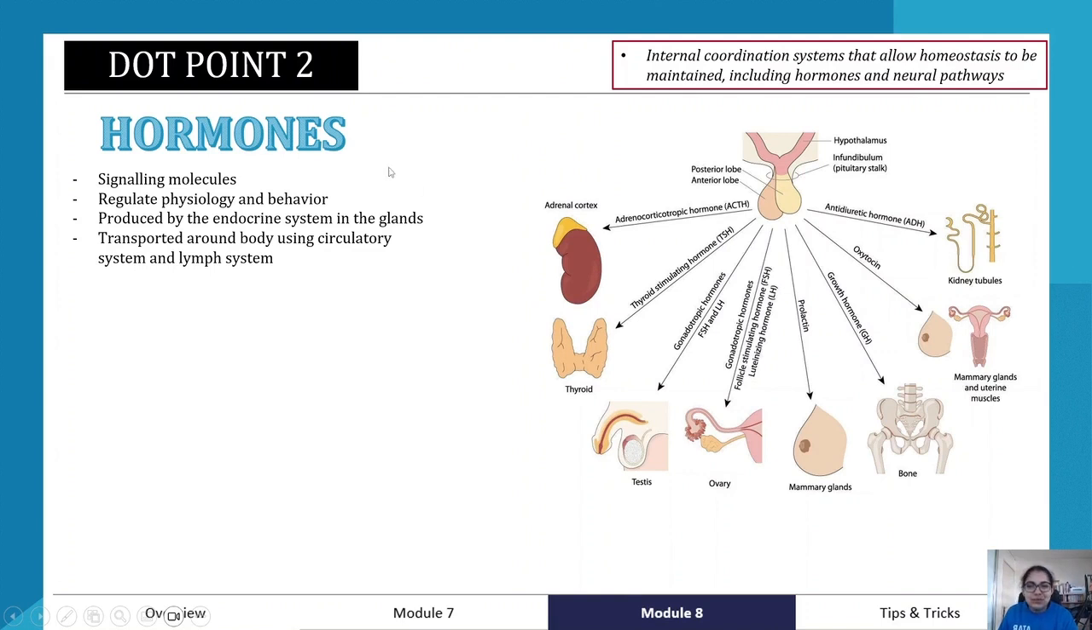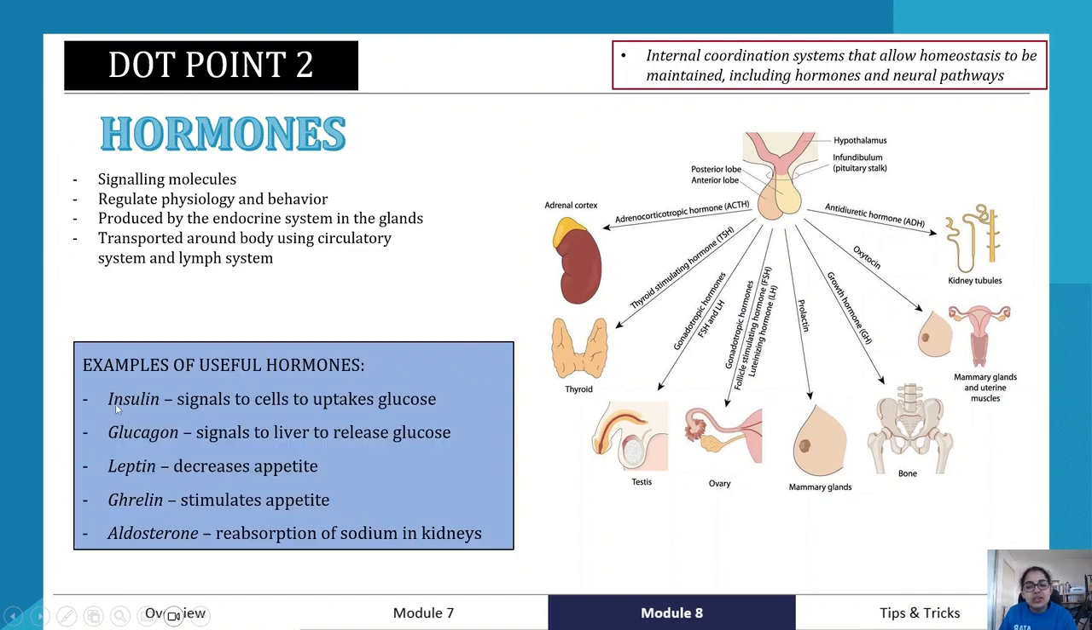So hormones are signaling molecules. They are transported around the body using the circulatory system and lymph system. Examples include insulin, which signals the cells to uptake glucose, just like we looked at in the glucose homeostasis. Glucagon stimulates the liver to release glucose. Leptin decreases appetite. Ghrelin stimulates appetite, and aldosterone is responsible for the reabsorption of sodium and also water to some extent, but usually sodium, in the kidneys.